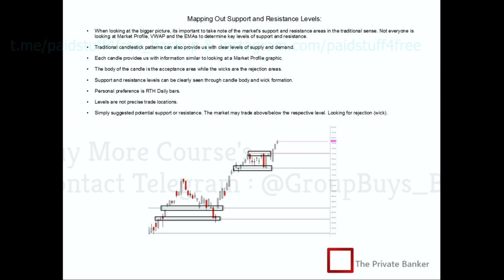So what we're doing here is looking at support and resistance levels in the traditional sense. Not everybody's looking at market profile, VWAP, or EMAs to determine key levels of support and resistance. So what we're doing here is using traditional candlestick patterns that can provide us with clear levels of supply and demand. Each candle provides us with information similar to looking at a market profile graphic. So what I mean by that is the body of the candle, as I said before, is the acceptance area, while the wicks are the rejection areas. Support and resistance levels can be clearly seen through candle body and wick formation.